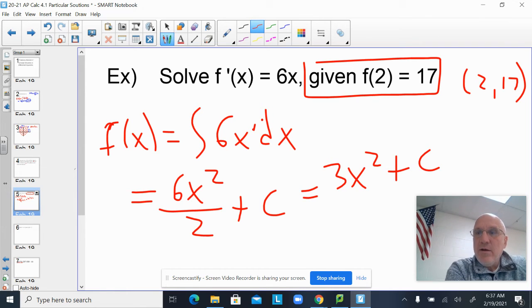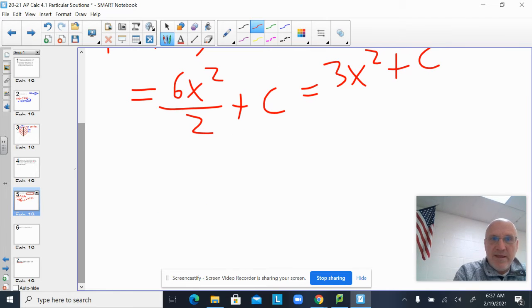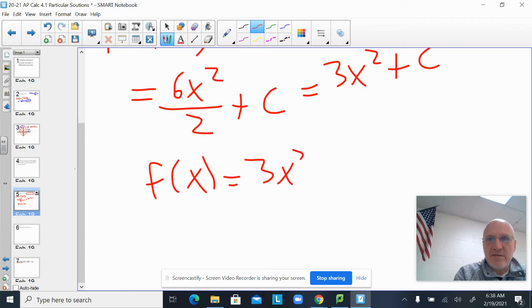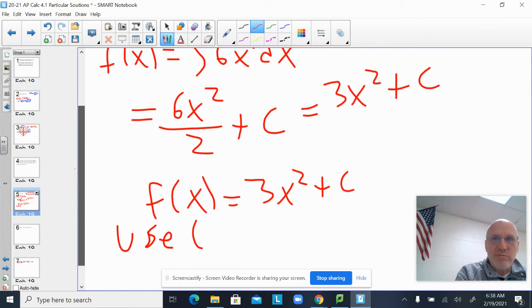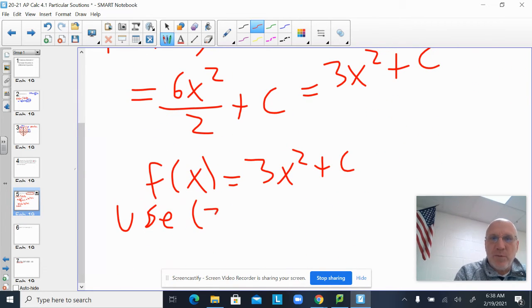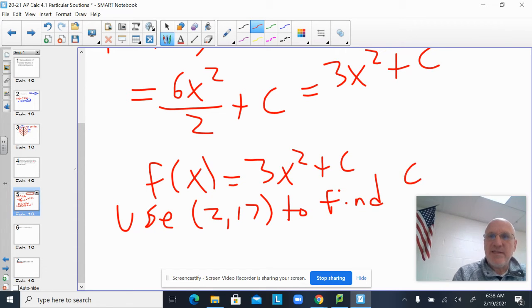So the general solution is f of x equals 3x squared plus c. But now we are going to use the point, what was it, (2, 17)? We're going to use the point (2, 17) to find c.